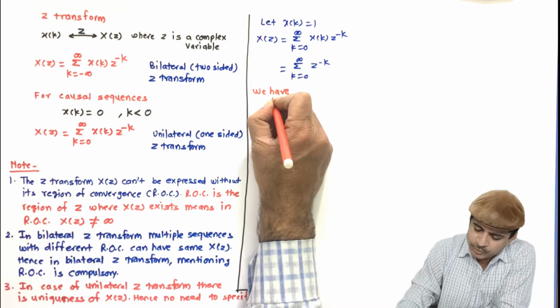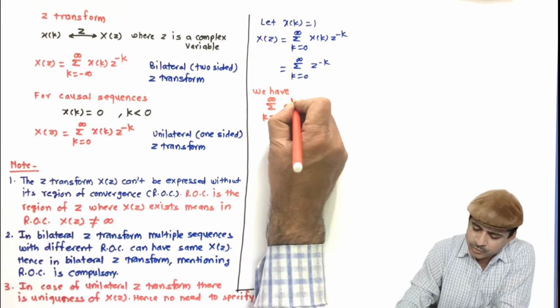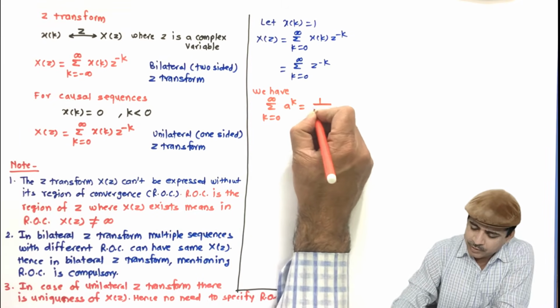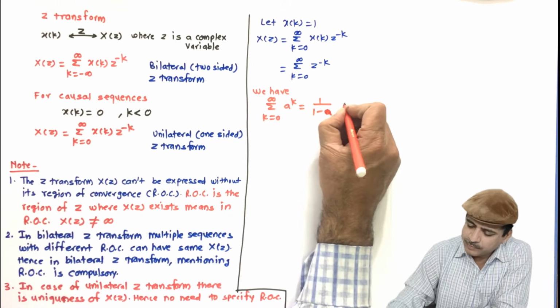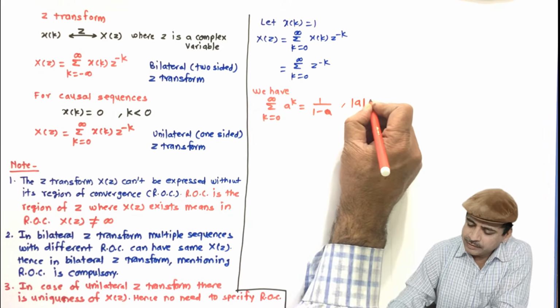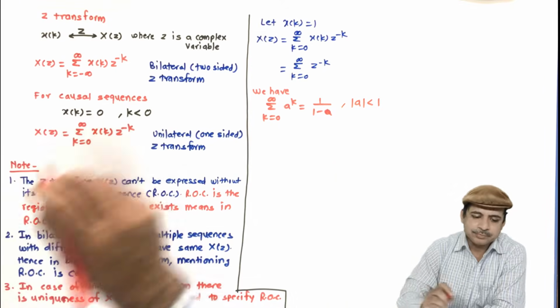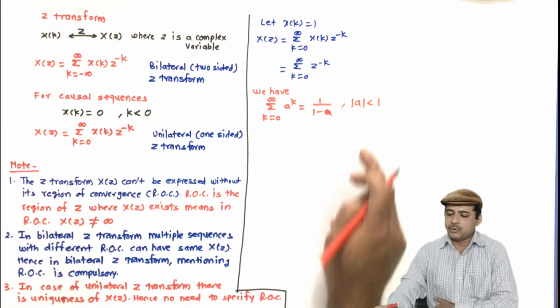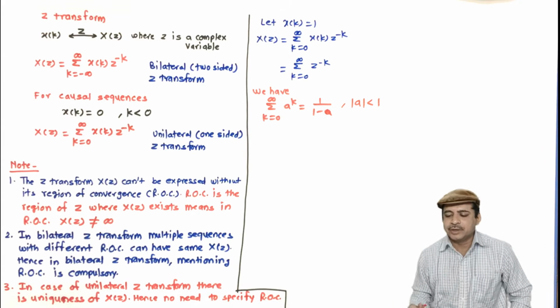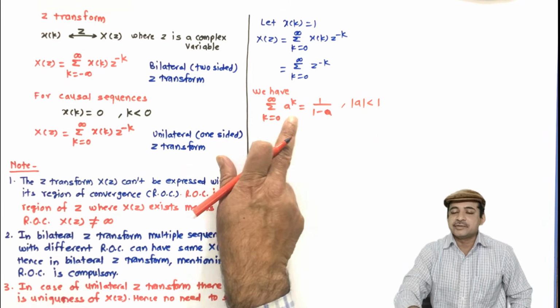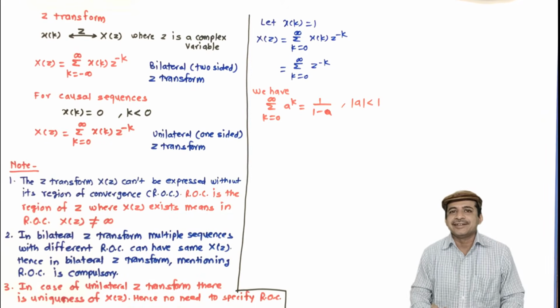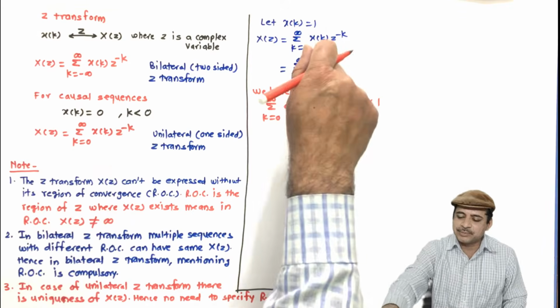We have summation k equal to 0 to infinity a raised to k is equal to 1 upon 1 minus a, if and only if mod of a is less than 1. And what happens if mod of a is greater than or equal to 1? If mod of a is greater than or equal to 1, this series becomes infinity. That means the function does not exist. Now let us apply this concept here.